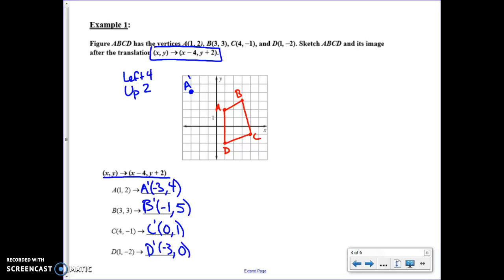If I plot the rest of these points, left 1, up 5, don't move left or right, move up 1, and then left 3, and don't move up or down, I should get the same shape. I've dashed that to show that it's the image. It's the polygon after the translation. So image means after the translation. Pre-image is where we started.